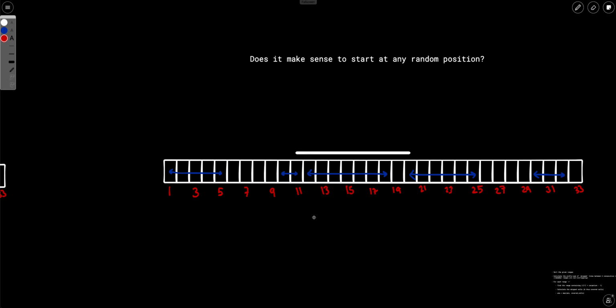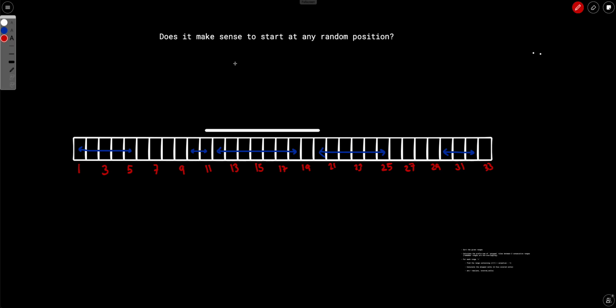So the question now is, does it actually make sense to start at any random position or not? Let's think about it logically. Let's say you are starting from here, at a place where there is no tile, like at 7. Does it make sense for you to start here? No, right? Because by starting at 7 you are actually wasting these three cells, which you could have utilized afterwards.